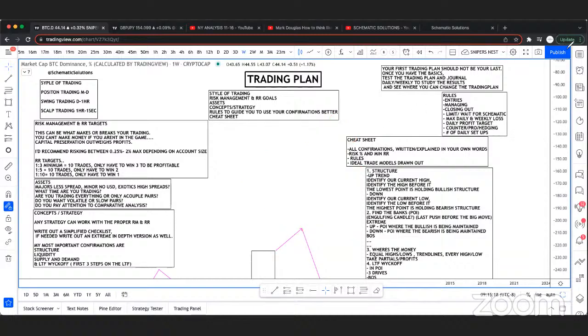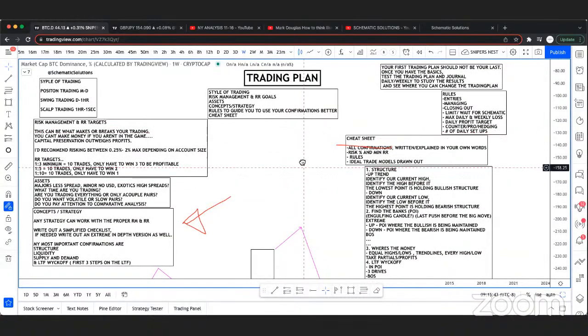Now, once we have our rules, we can throw together a little cheat sheet. This could be your confirmations, your risk percentage, minimum R, your rules, and your ideal trade model drawn out. This is something that you can just put on the wall in front of you. Like I said, down here, you can write out a simplified checklist, a little cheat sheet. And this is an example of a little cheat sheet.